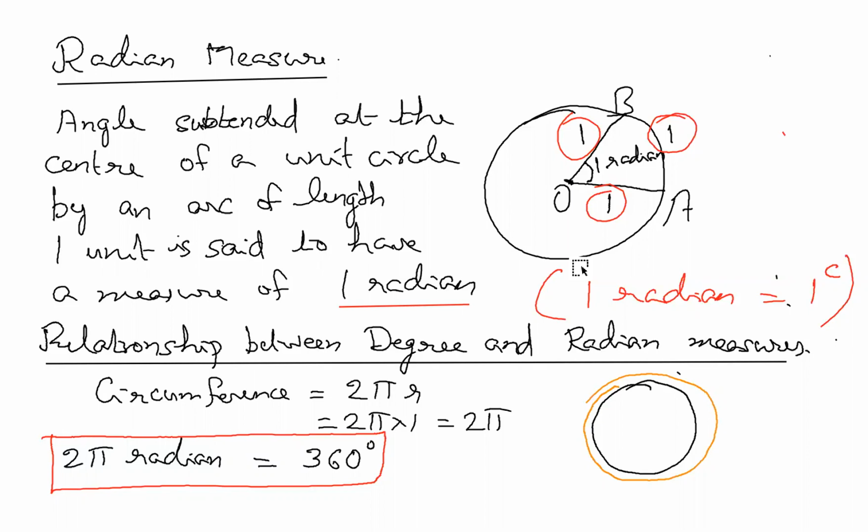Okay, now my question to Darius. What will be pi radian in degrees? 180 degrees. So in the next line we are going to write that. Pi radian is equal to 180 degrees.